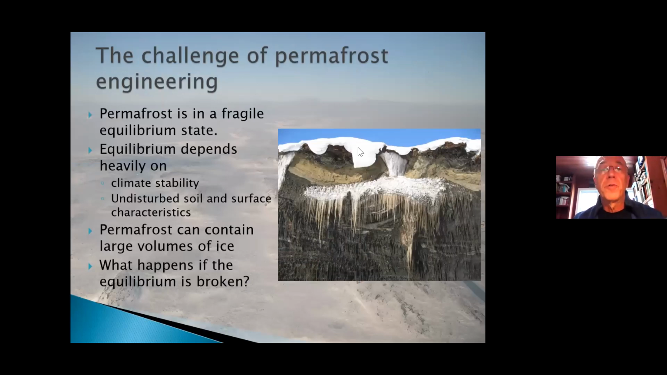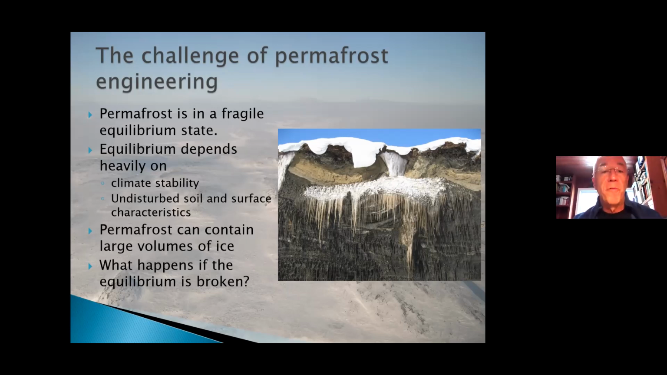So permafrost is, of course, a fragile environment. You've all heard about permafrost in presentations 1 and 3 of the series. You've heard a great deal about how it can be a problem and how it can be unstable. For engineers, this is a foundation, and we understand that it is a foundation that can be unstable. The stability of that foundation depends heavily on climate stability, and also on undisturbed soil and surface characteristics, which is not obvious to maintain when you're building something.